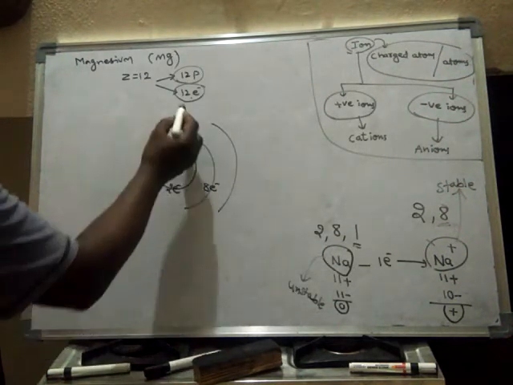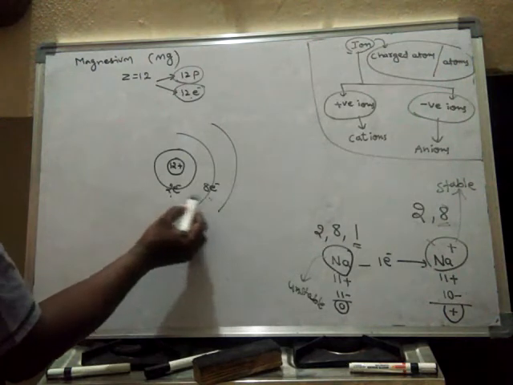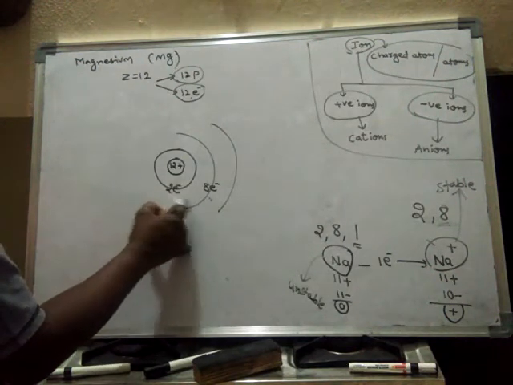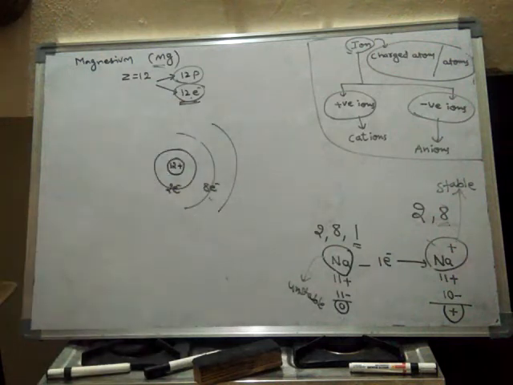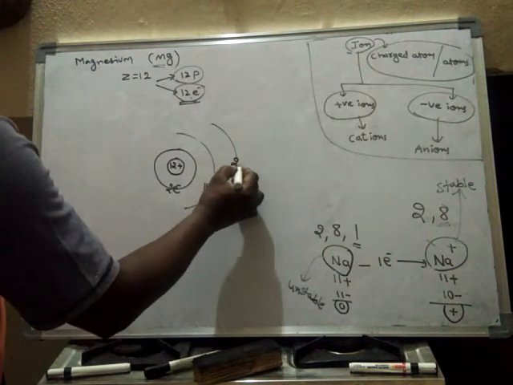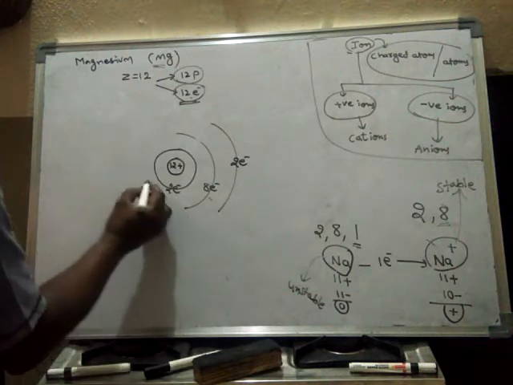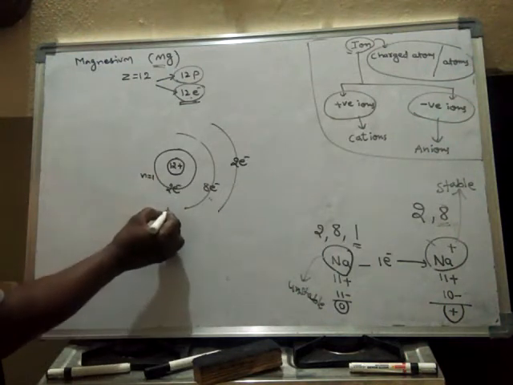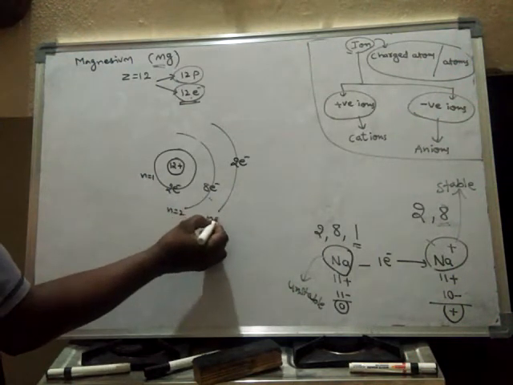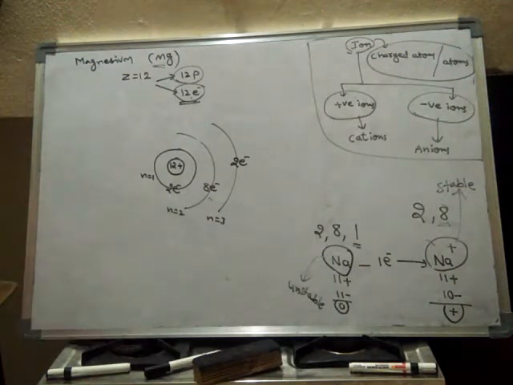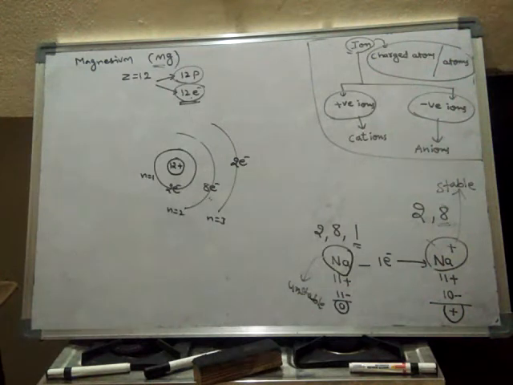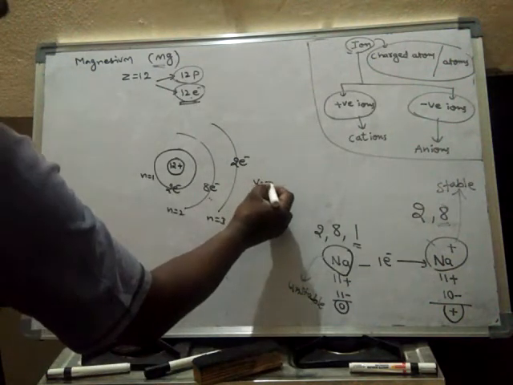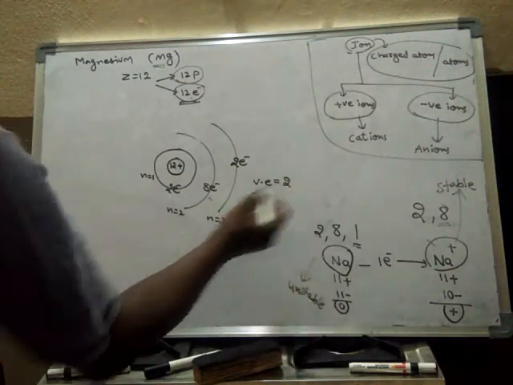Third orbit. So altogether how many electrons were covered? Only 10 electrons. But magnesium has how many electrons? 12 electrons. So that means 2 more electrons are present in the third orbit. This is the first orbit, this is the second orbit and this is the third orbit. Here the third orbit is the valence shell. Hence, how many valence electrons are present? 2 only.